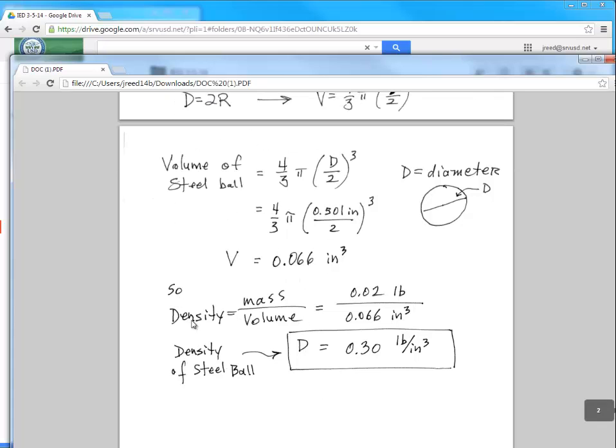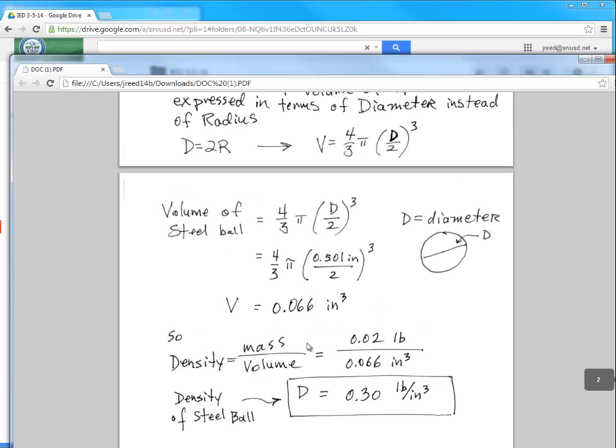So then when we calculate the density, which is mass over volume, we get the mass that we measured, 0.02 pounds, divided by what we just calculated, the volume of that sphere, 0.066 cubic inches. Do the division, and we get 0.30 pounds per cubic inch for the density of that steel ball. Okay, so that's hopefully straightforward, but there is an easier way to do it, and I want to show you how to do that.